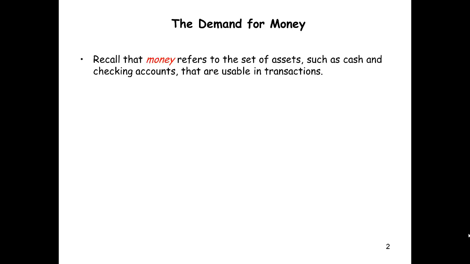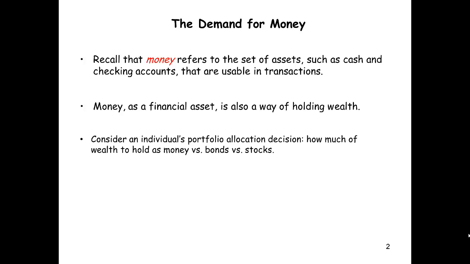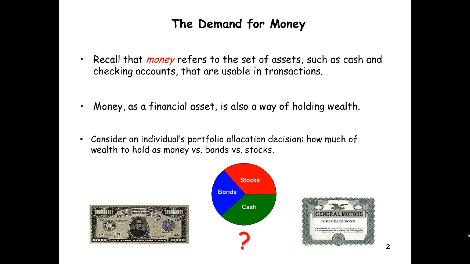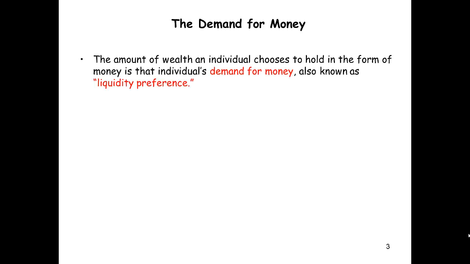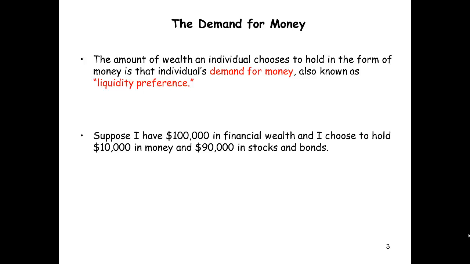Recall that money refers to a set of assets, such as cash and checking accounts, that are usable in transactions. Money as a financial asset is also a way of holding wealth. Consider an individual's portfolio allocation decision. How much of wealth to hold as money versus bonds versus stocks? Well, the amount of wealth an individual chooses to hold in the form of money is that individual's demand for money, also known as liquidity preference.